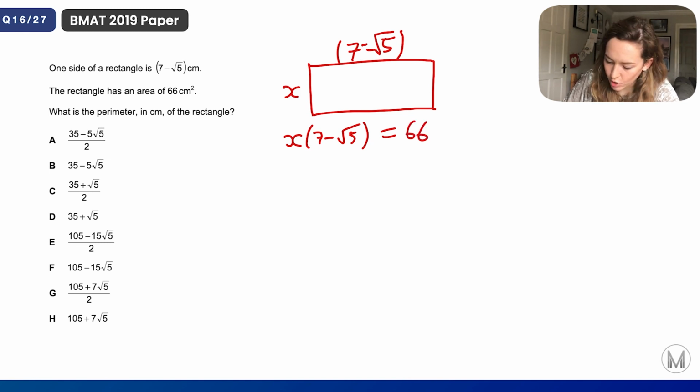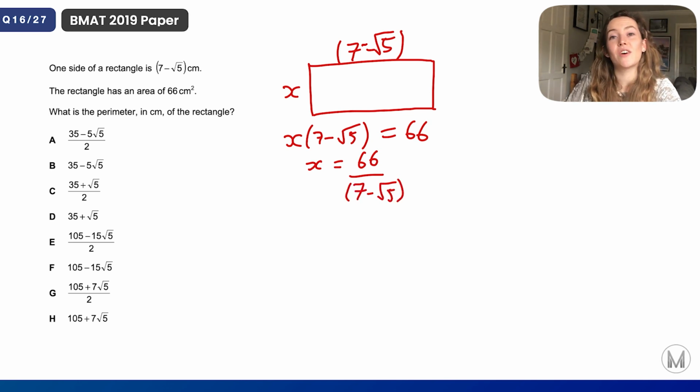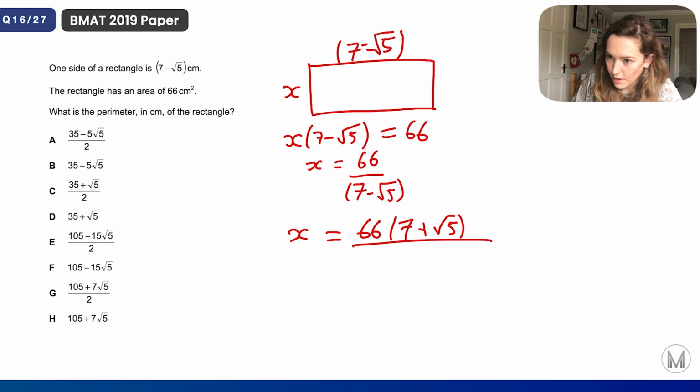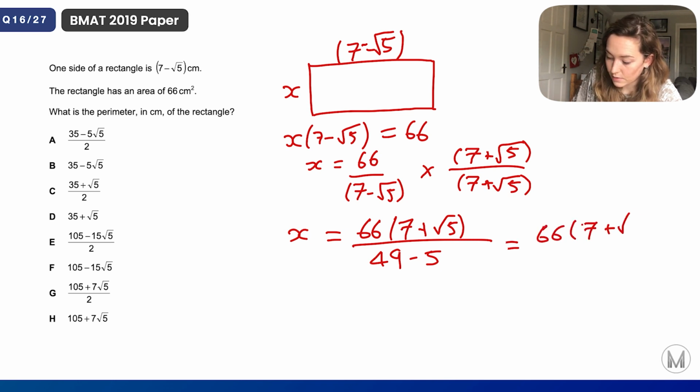Let's rearrange to make X the subject. So X is equal to 66 divided by 7 minus root 5. Because we have a surd as the denominator, I need to rationalise this fraction. So I'm going to times everything by 7 plus root 5. So if I times everything by 7 plus root 5, I will of course get X is equal to 66(7 plus root 5) over 49 minus 5. And we can also say that that is equal to 66(7 plus root 5) over 44.